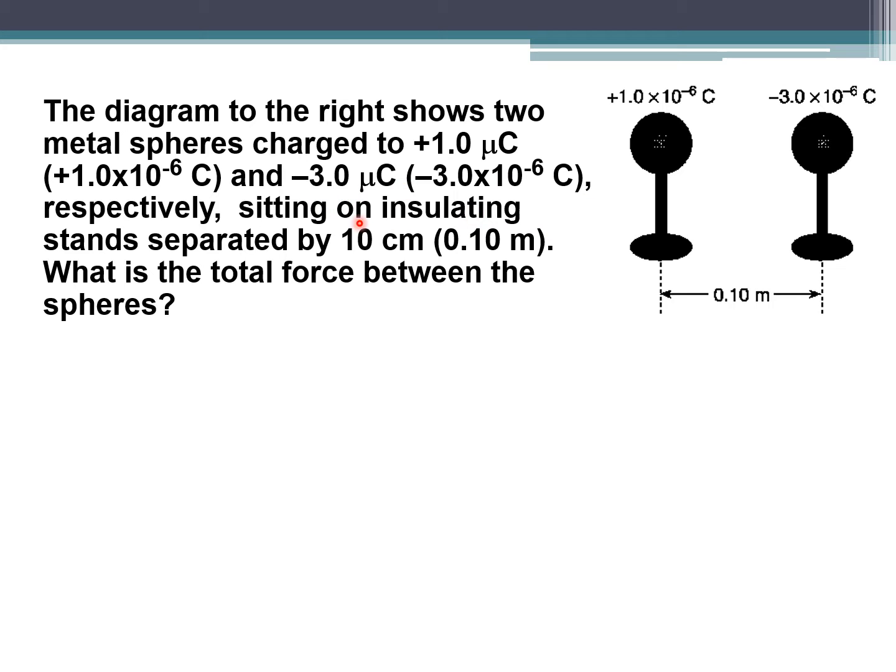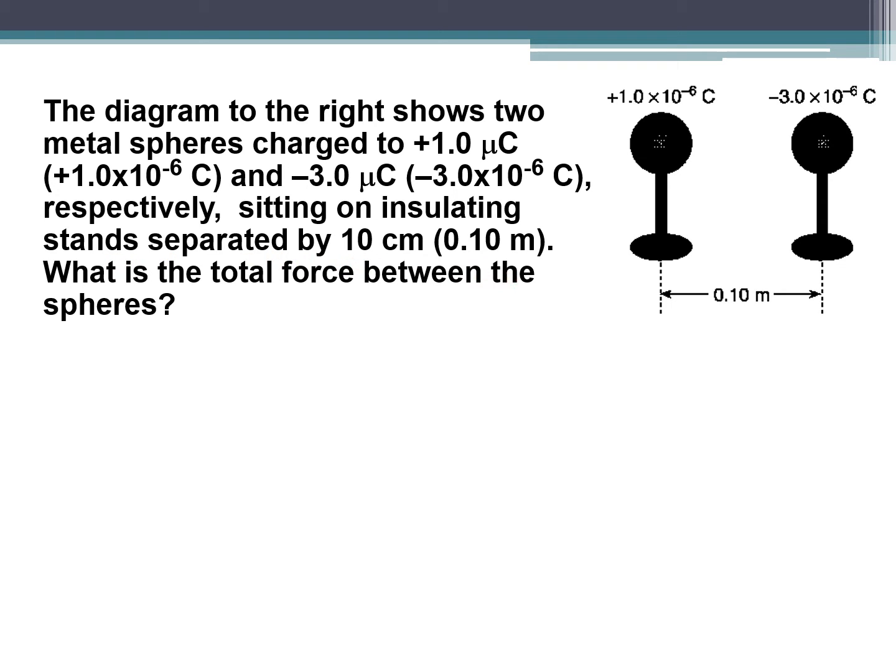Now, this is important here, the insulating stands, because what that means is the charge is fixed on that sphere because it's not allowed to leave. Insulating means that it doesn't allow electrons to move through it at all. So the electrostatic force between them, they're separated by 10 centimeters, which is 0.10 meters.